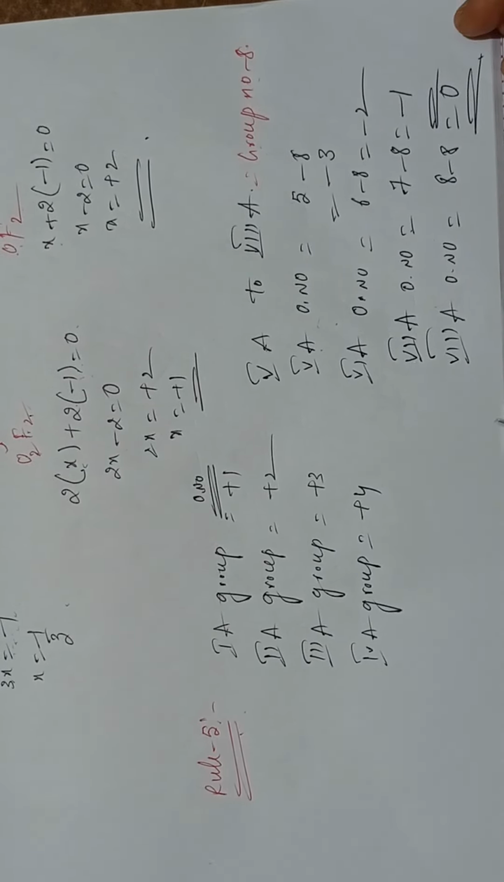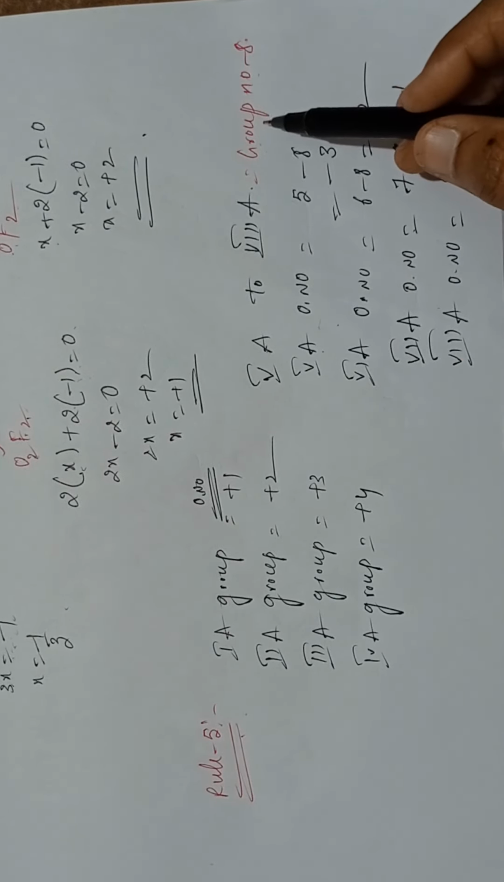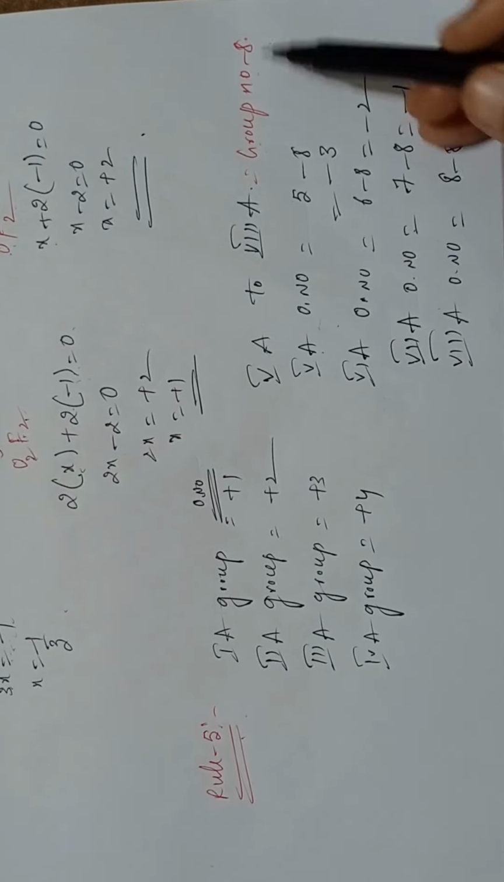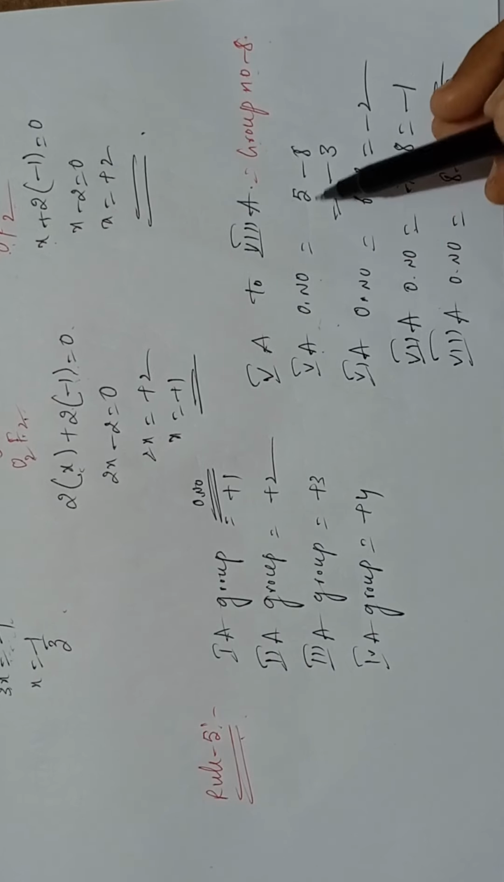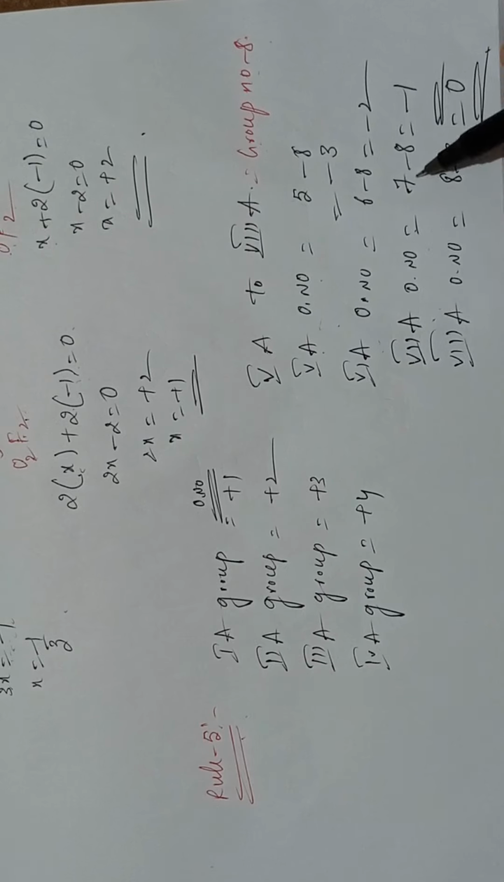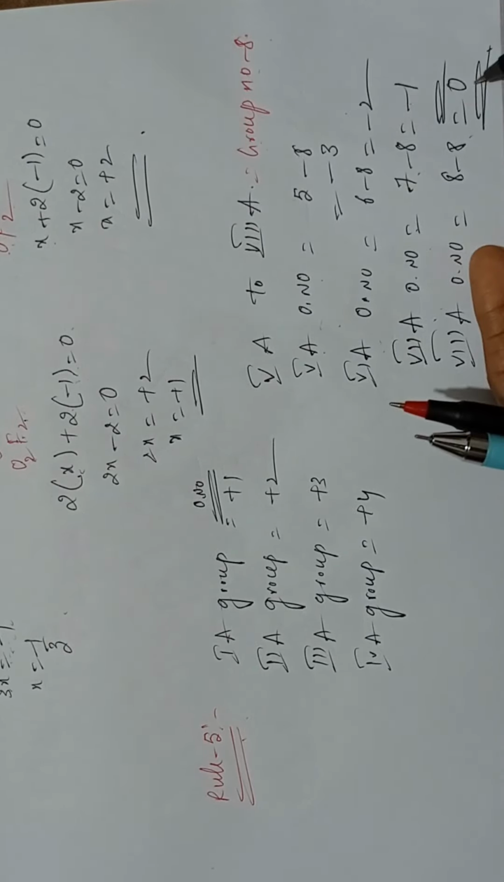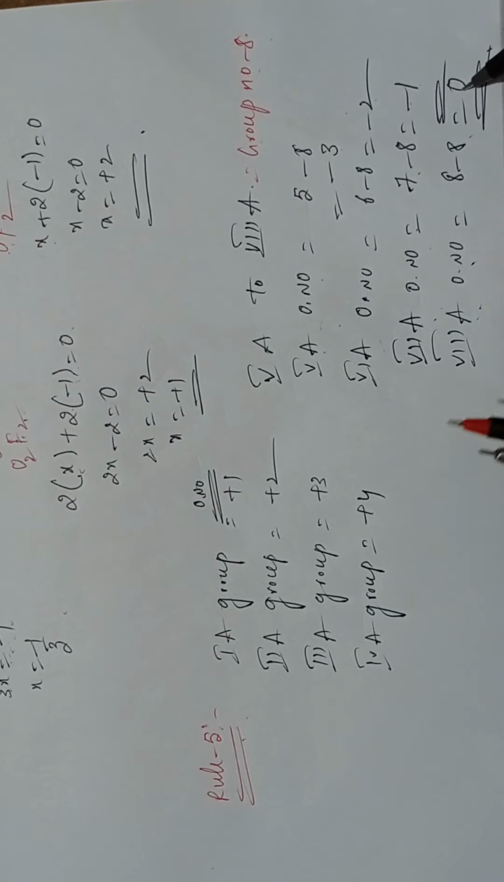Clear, students? From 5th A to 8th A group, what is the formula? Group number minus 8. So 5th A group means oxidation number 5 minus 8, 6th A group 6 minus 8, 7th A group 7 minus 8, 8th A group 8 minus 8. So these oxidation numbers are minus 3, minus 2, minus 1, 0.